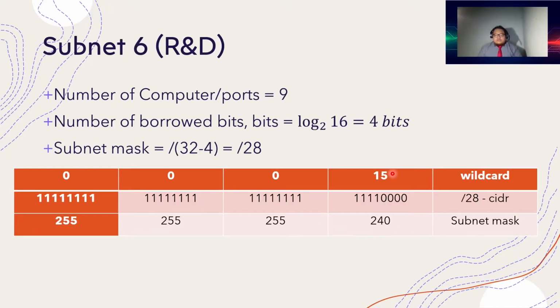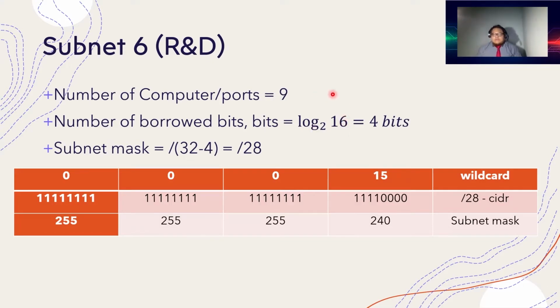Next is subnet 6, R&D, research and development. The number of computers or ports that are needed in this department is 9. And the number of borrow bits that we are using is log2 16.